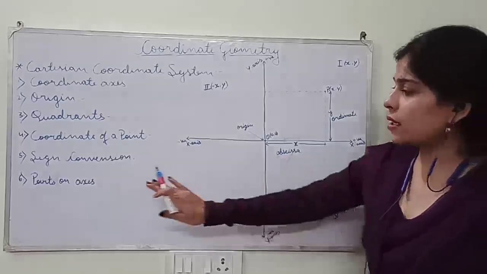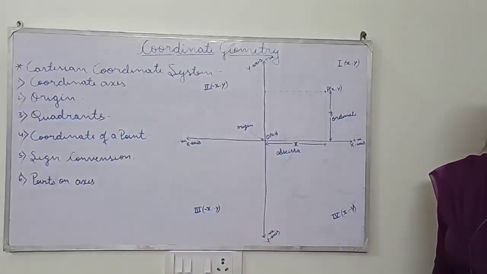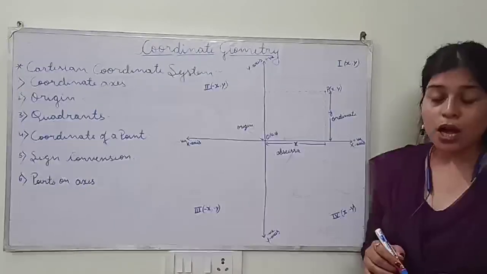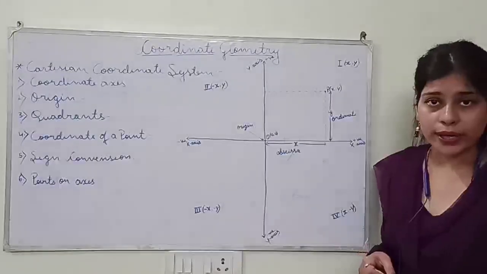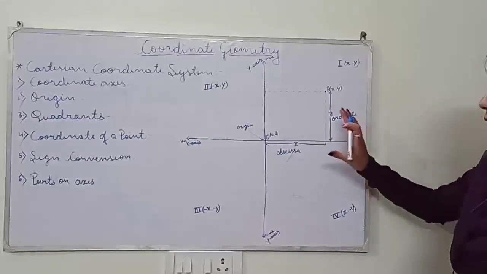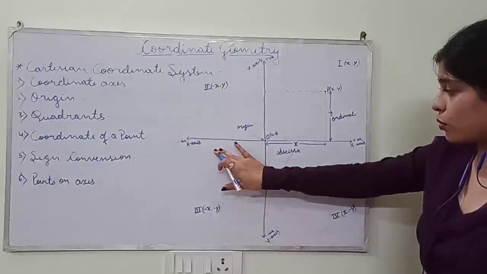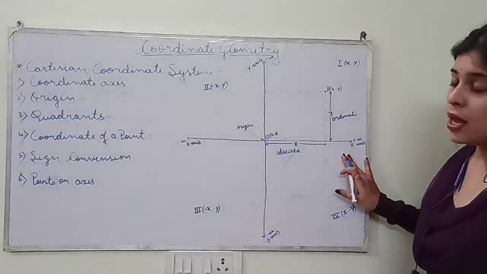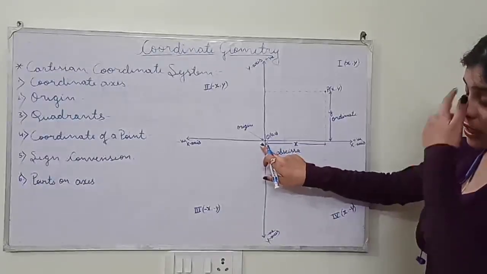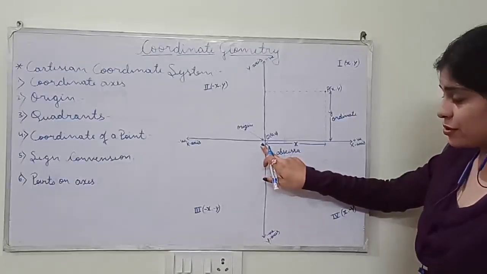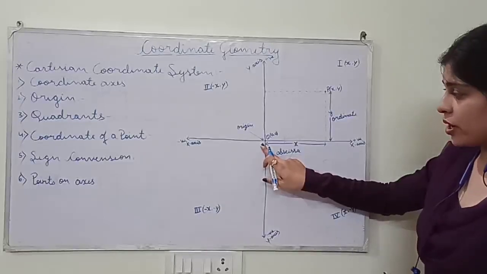Now, the fifth point is sign convention, which we studied in standard 9. Sign convention for quadrants. See, this is the vertical axis, which is the y-axis. This is the horizontal axis, which is the x-axis. This is the origin. Origin means here x is 0 and y is also 0.